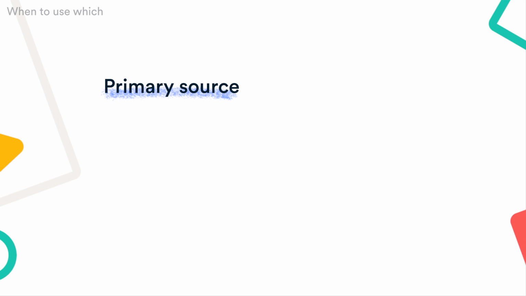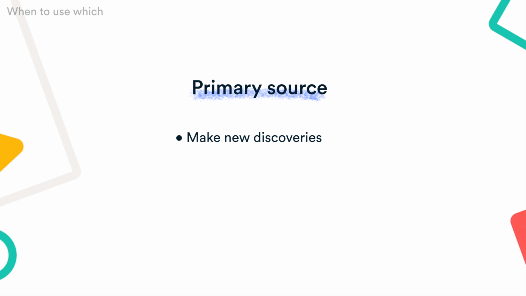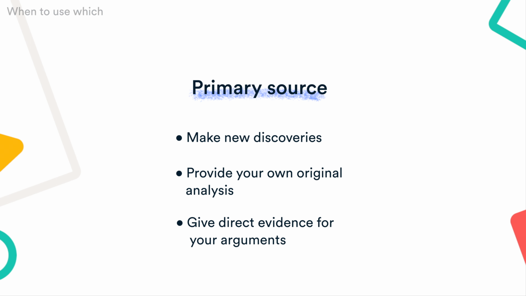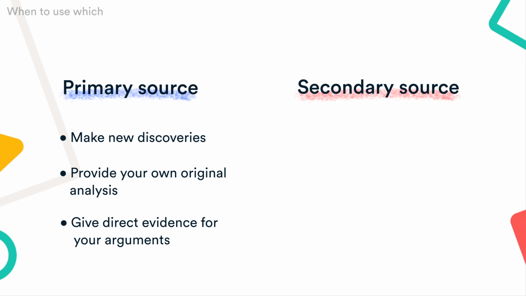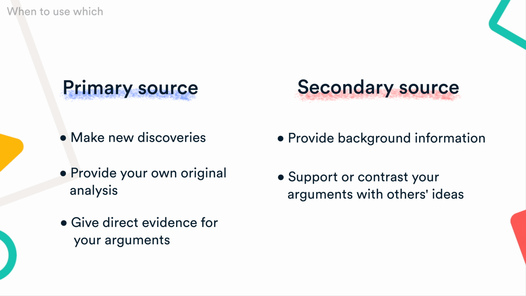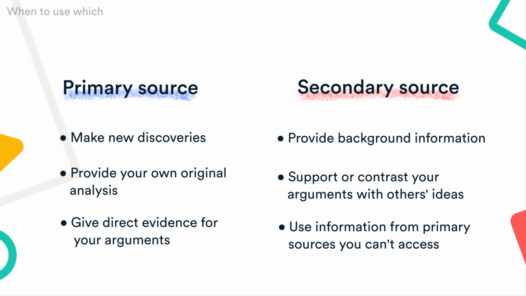Use primary sources when you want to make new discoveries, provide your own original analysis, or give direct evidence for your arguments. Use secondary sources when you want to provide background information on the topic, support or contrast your arguments with other researchers' ideas, or use information from primary sources that you can't access directly, for example, private letters or physical documents located elsewhere.